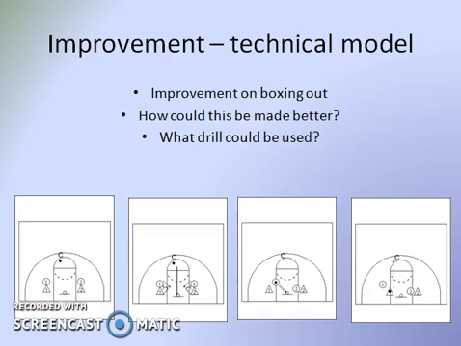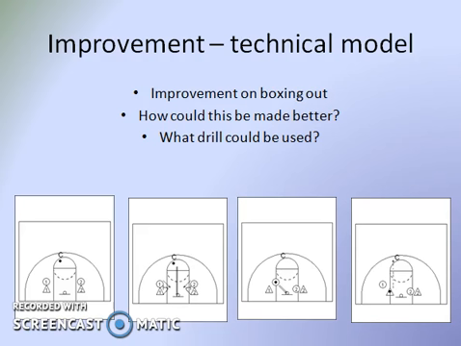His improvement for the technical model is boxing out. So how could this be made better? What drill could be used? In the first half, he got no rebounds out of 17 made, and in the second half, he got 1 out of 12. This isn't the best for an experienced player, because he's a point guard. He isn't the tallest of the team, and height doesn't matter as much. If he practiced some drills for boxing out, he may become better at boxing out.